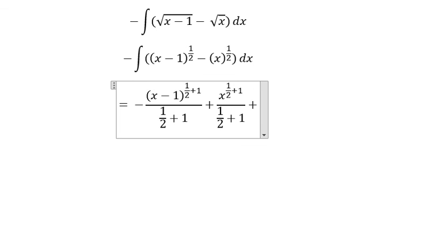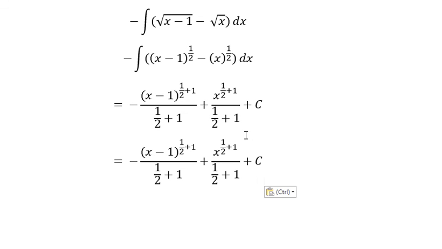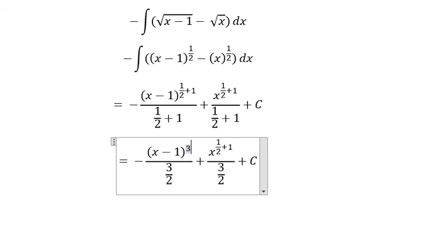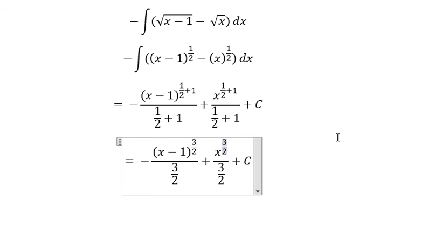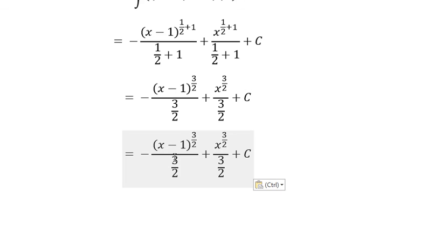And we have the constant c. 1 over 2 plus 1 is 3 over 2. And we have the same one in here. So we have 1 over 3 over 2, you got 2 over 3 in here.